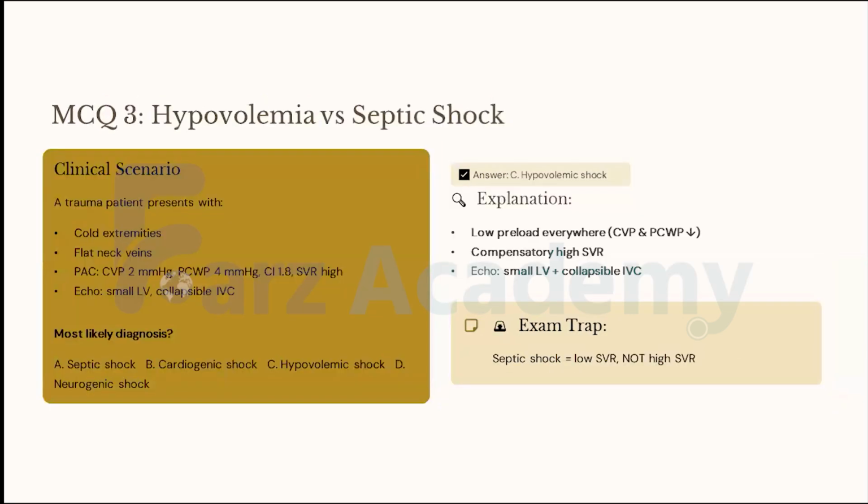Next question. Trauma patient, cold extremities, flat neck veins, pulmonary artery catheter monitors are like low CVP, low PCWP, and low cardiac index. So all are low. Hypovolemic shock causing the cardiac index to be low.